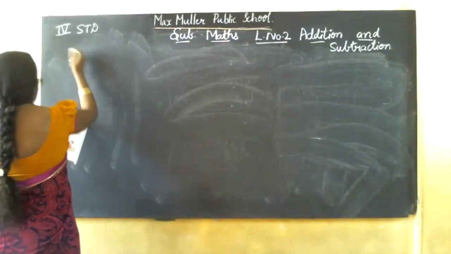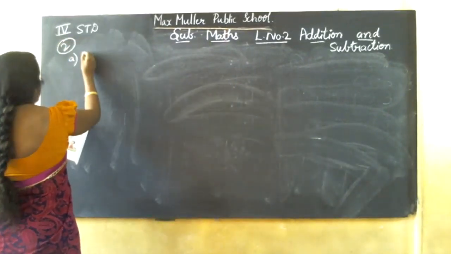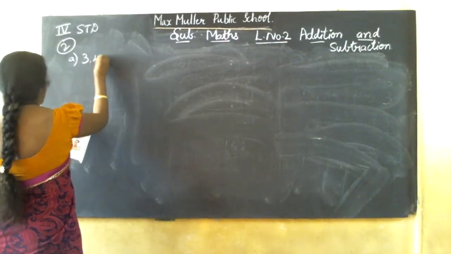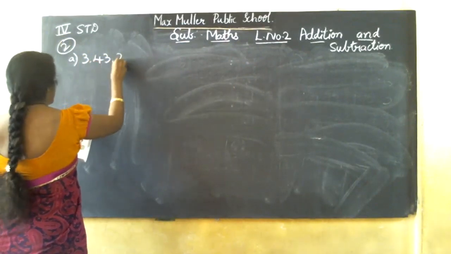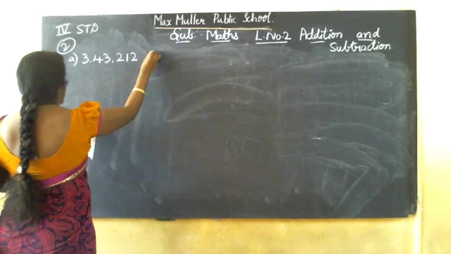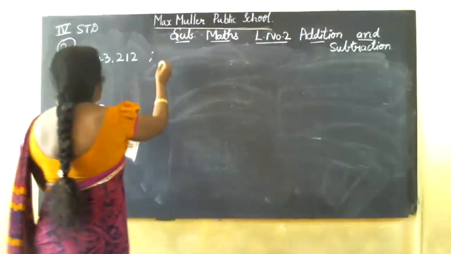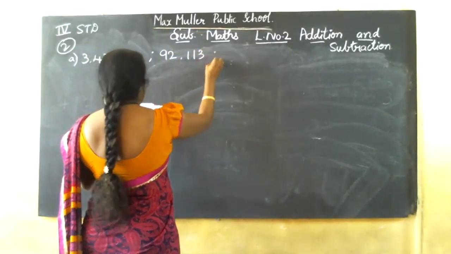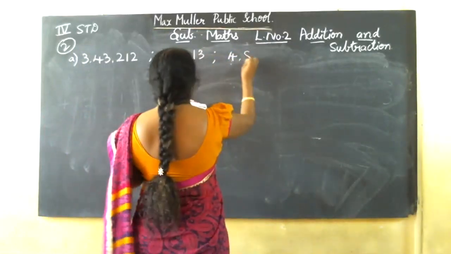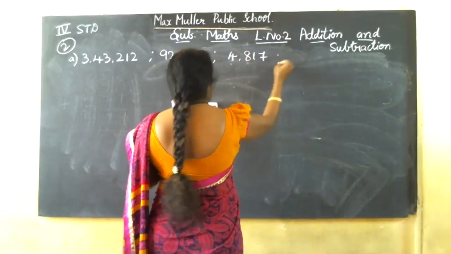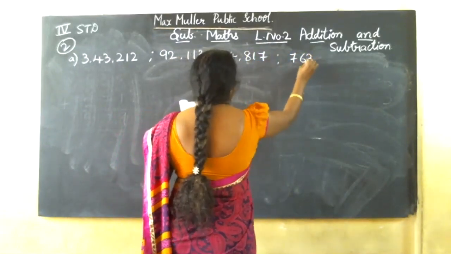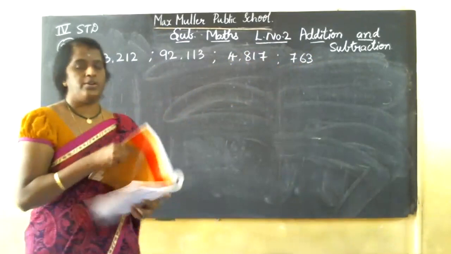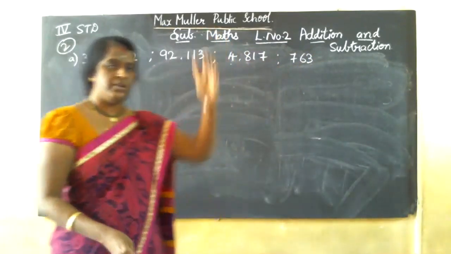A. This is second main. 3,43,212, 92,113, 4,817, 763. Can you add like that? No. What should you do? You should write in vertical.